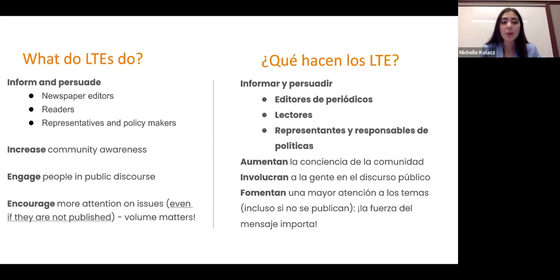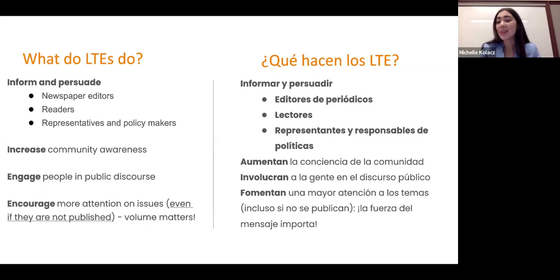It also encourages more attention on an issue. And so this is something we actually really want to emphasize, is that even if you submit a letter to the editor and it doesn't get published, it is still making a difference. And the reason is again, it's a signal to the newspaper editors that this is something their readers care about. So perhaps they will allot more attention to articles that focus on that kind of topic. And that too can be a powerful lever for change. And so in this sense, volume does matter as well.